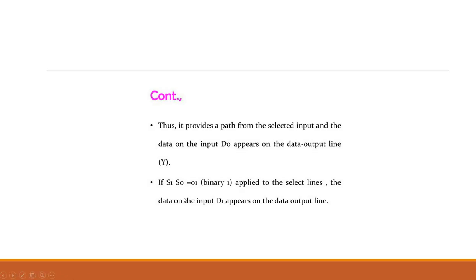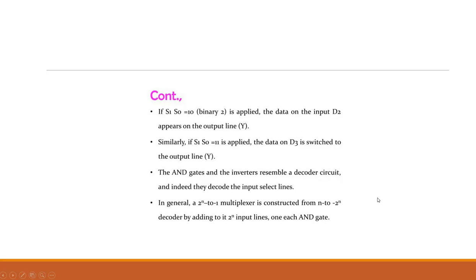If S1 is 0 and S0 is 1, meaning binary 1 is applied to the select lines, the data on the input D1 appears on the output line. Suppose S1 is 1 and S0 is 0, meaning binary 2 is applied, the data on the input D2 appears on the output line Y. Similarly, if S1 is 1 and S0 is 1, then the data on D3 is switched to the output line Y. The AND gates and the inverters resemble a decoder circuit, and indeed they decode the input select lines.